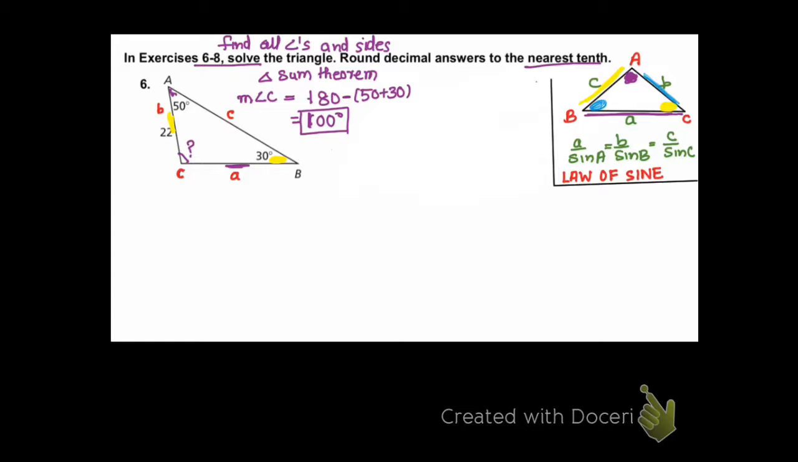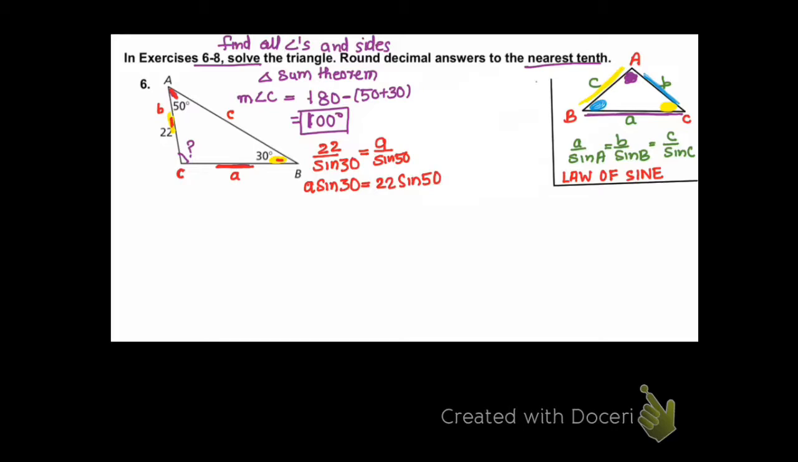If we apply that, if I just take this 22 and this angle, it is going to be 22 over sine 30 is equal to A over sine 50. That's my law of sine here. I can cross multiply, and when I cross multiply I am going to get A sine 30 is 22 sine 50.